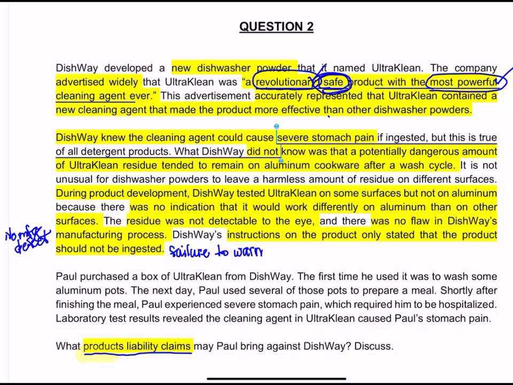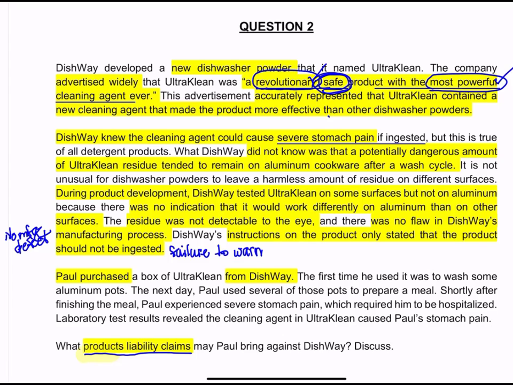The next day, Paul used several of those pots to prepare a meal. Shortly after finishing the meal, Paul experienced severe stomach pain, which required him to be hospitalized. So they're giving you the damage he experienced, and they are telling you that the product resulted in harm. You can use that in all of your theories.